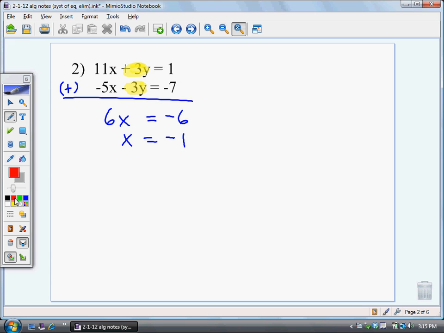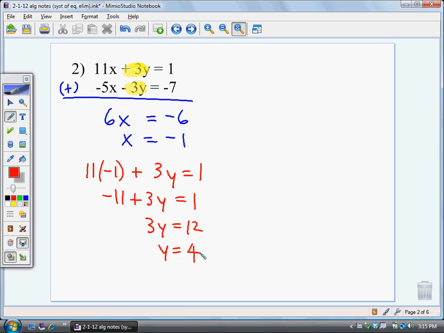Once you know what x is, again, you have to plug back into one of those to solve for y. I would use the top equation because that's where my y term is positive. When I plug in, I would do 11 times the negative 1 plus 3 times y. That's negative 11 plus 3y is equal to 1. Add 11 to both sides and you get that 3y is 12. Divide by 3 on both sides and you get that y is 4. So the solution to the system is negative 1, 4.